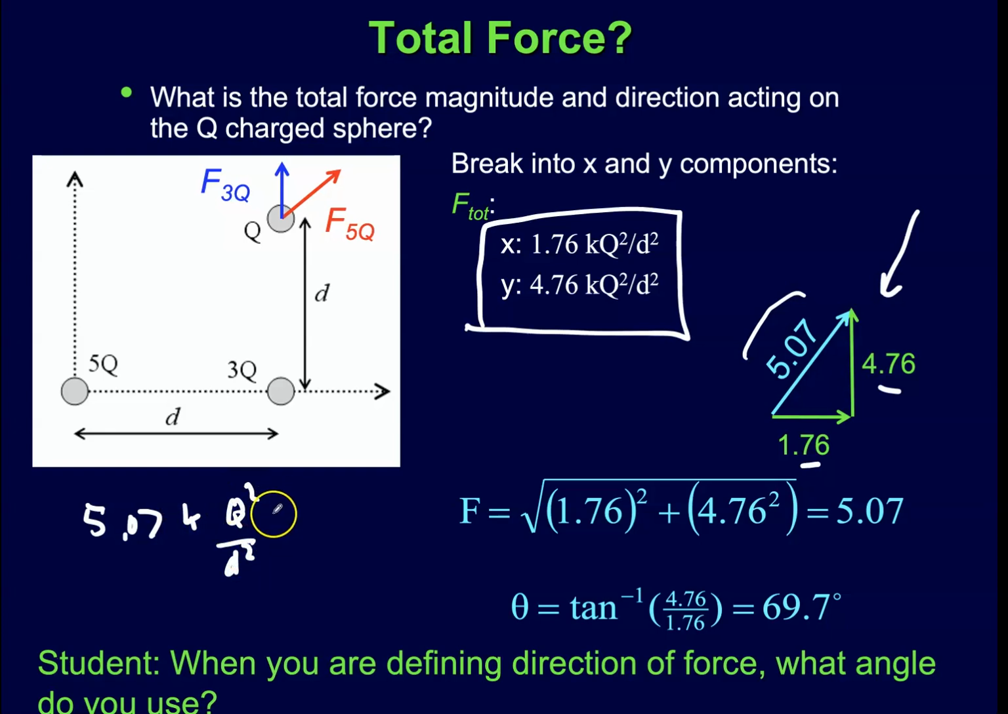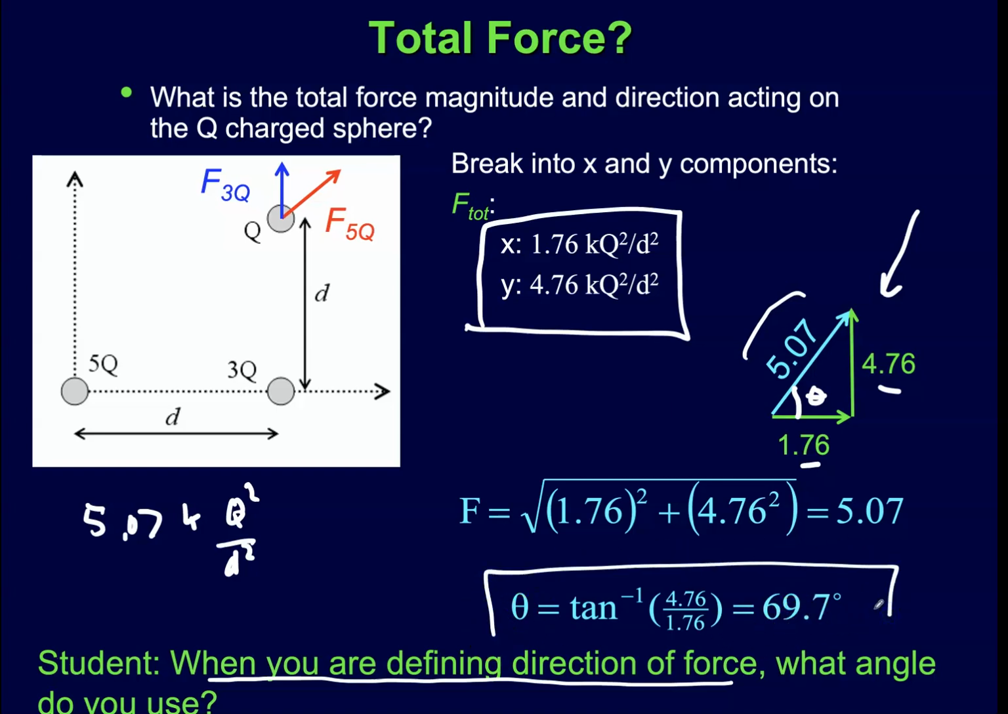Like I said before, in theory, they could give you a q and a d, then you could plug it in now and get what it actually was. But in terms of letters, this is the answer, 5.07. And then to find the angle, I just decided to find this angle here. This problem was kind of ambiguous. It doesn't actually ask which angle to find. So if someone asked, when you're defining the direction of force, what angle do you use? Well, in this case, it's up to you, but in general, oftentimes they'll let you know. What did I do here? Well, I used inverse tangent. I said inverse tangent of 4.76 over 1.76 gives me 69.7. And so that's my magnitude and direction for that one there.